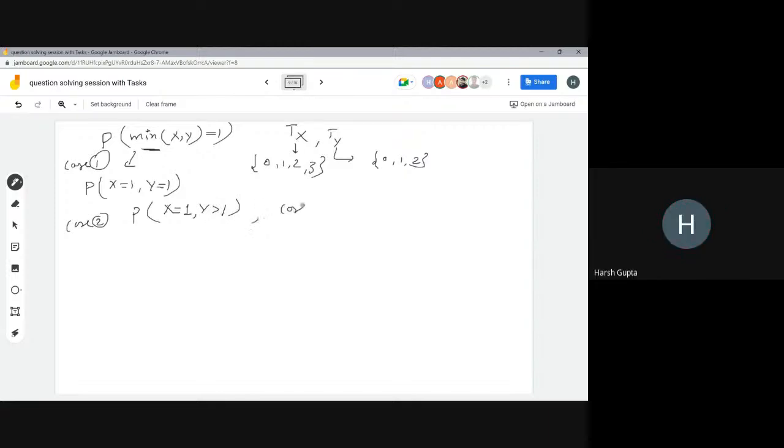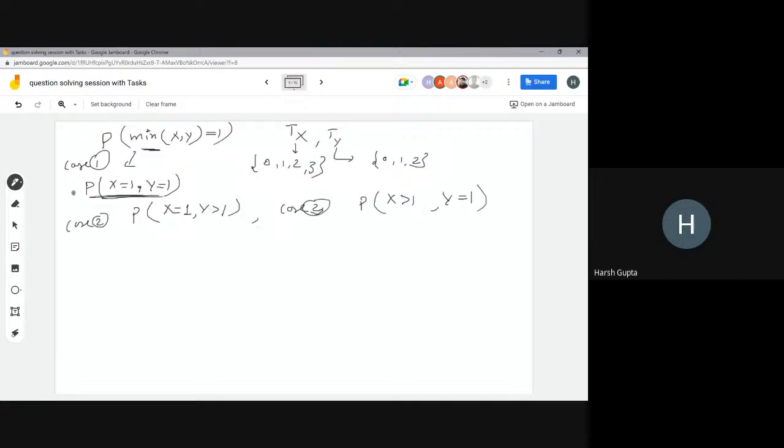And what will be case 2? Just the reverse of this: the probability that when y is taking value 1, then my x should take value greater than 1. We have taken equal to separately, that's why I'm not writing equal to here, x equal to 1 comma y equal to 1. And this is case 3. These three cases are covering everything, if you see. Yes, sir. You will not find any possibility that is not covered in these cases.